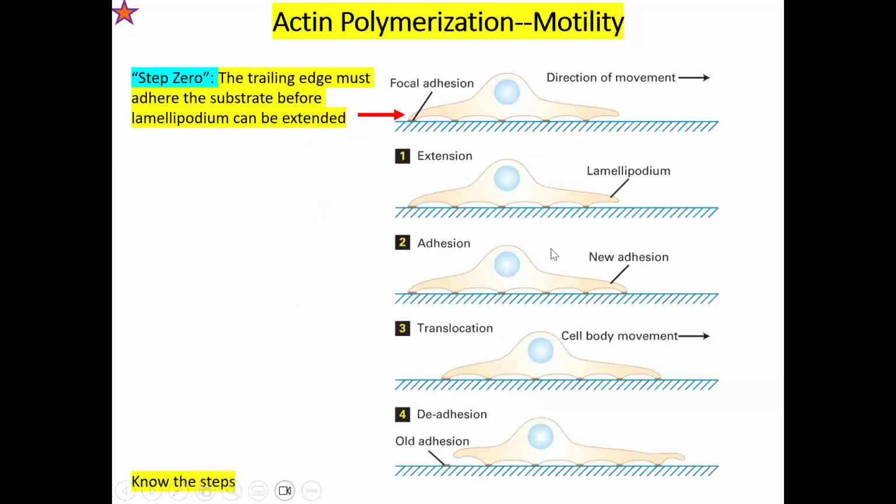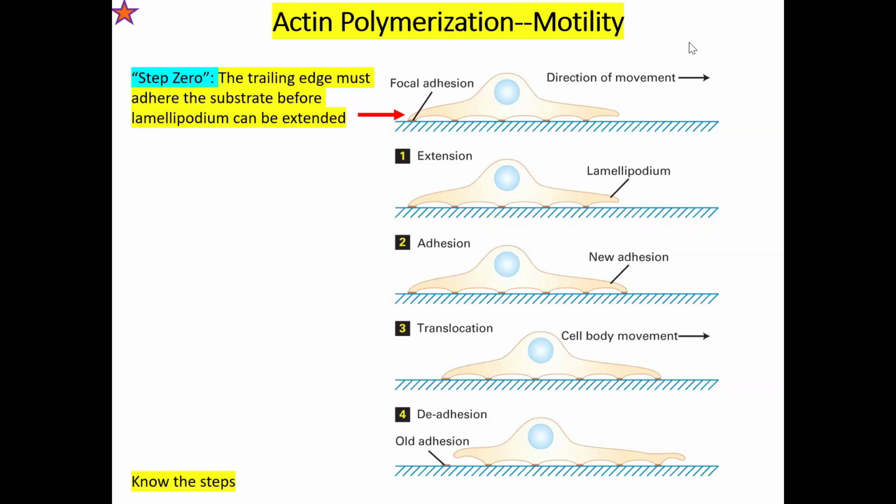All right, so after that we are looking at the actin polymerization. This is a very straightforward process. This is a motile cell like a white blood cell, like a neutrophil, macrophage, or other cells moving on a substrate, which is a tissue space, and each place that is attaching with the substrate is known as a focal adhesion right here. And at step 0, the trailing edge must adhere to the substrate before the lamellipodium can be extended, which is not shown. So here, see that the lamellipodium is extended.